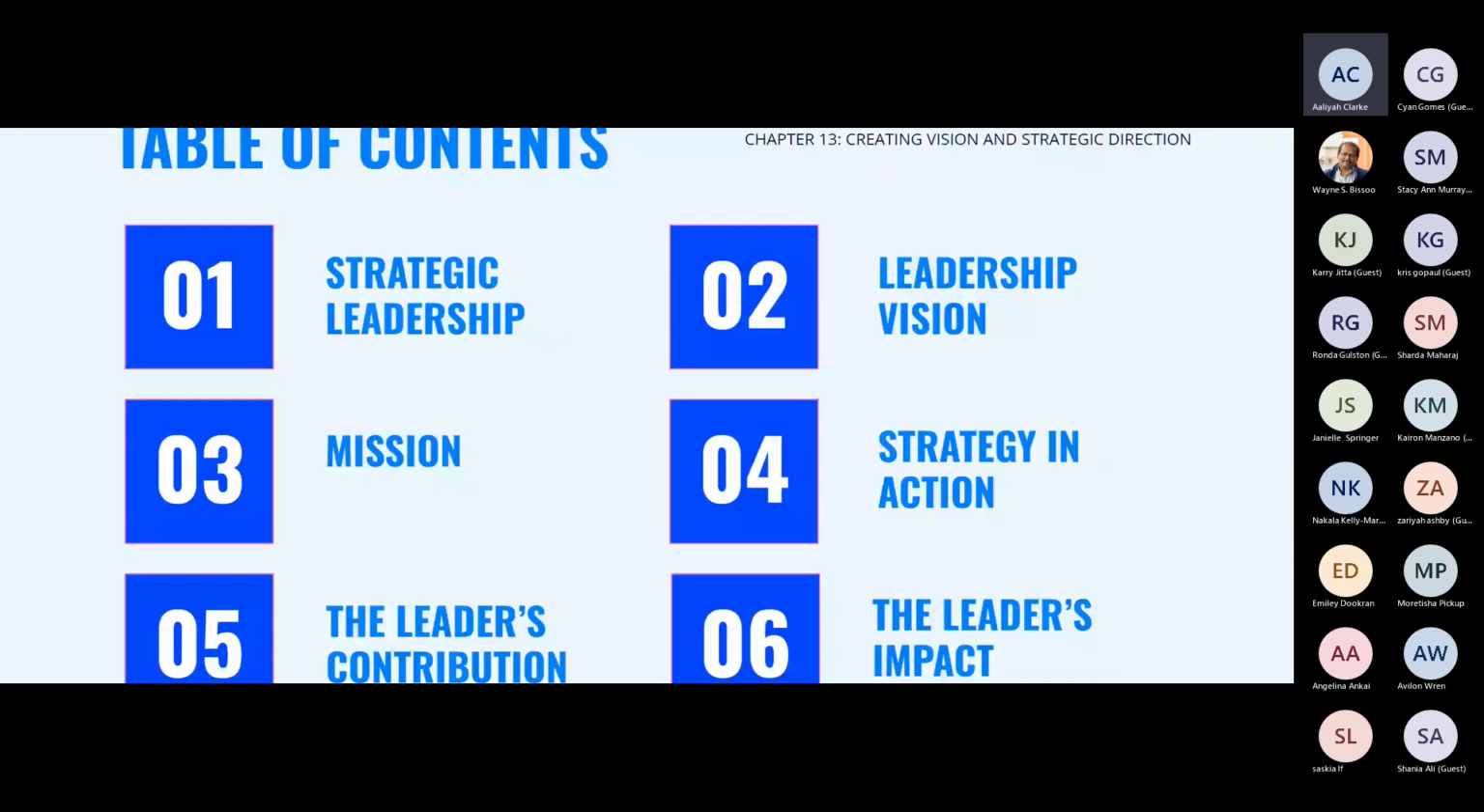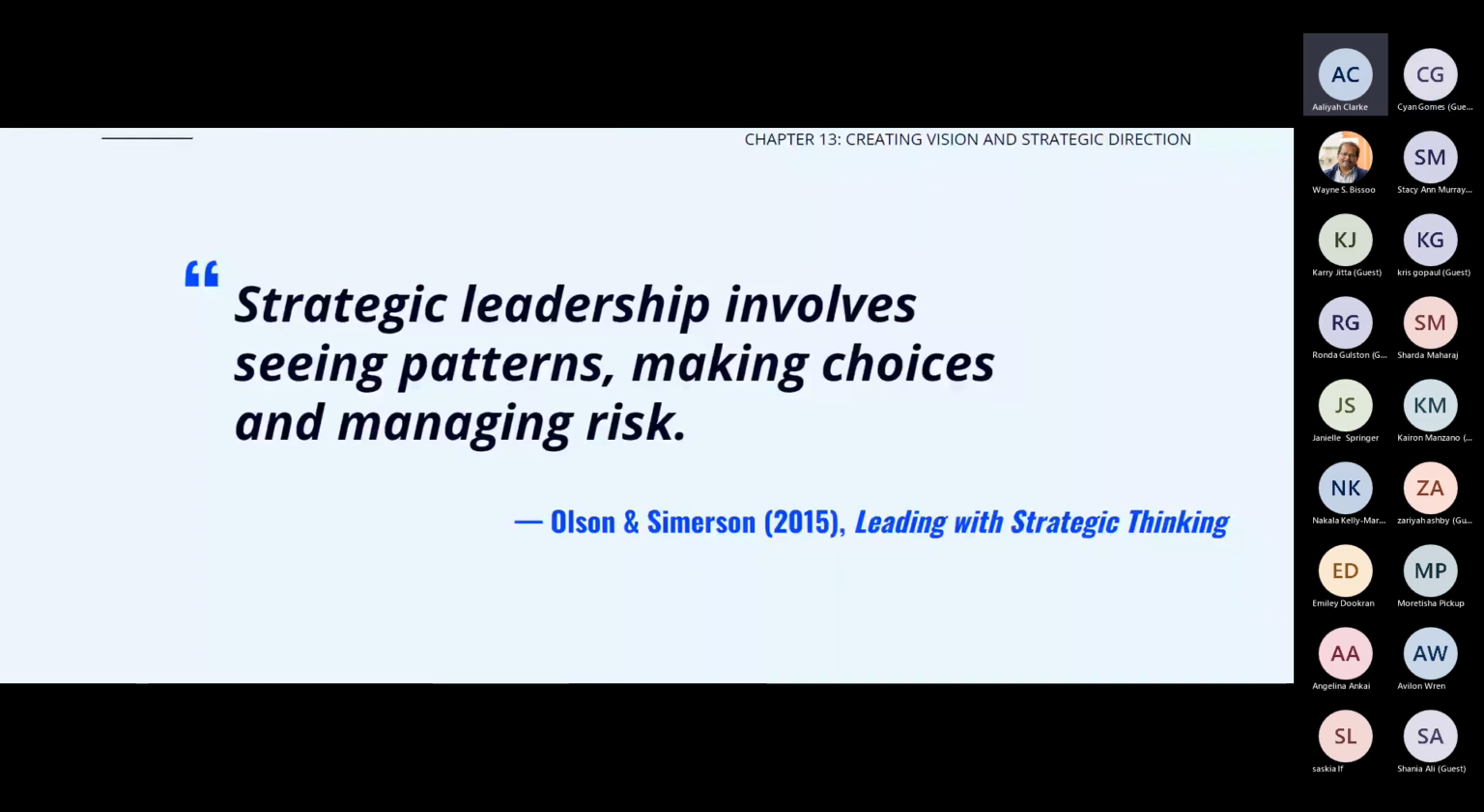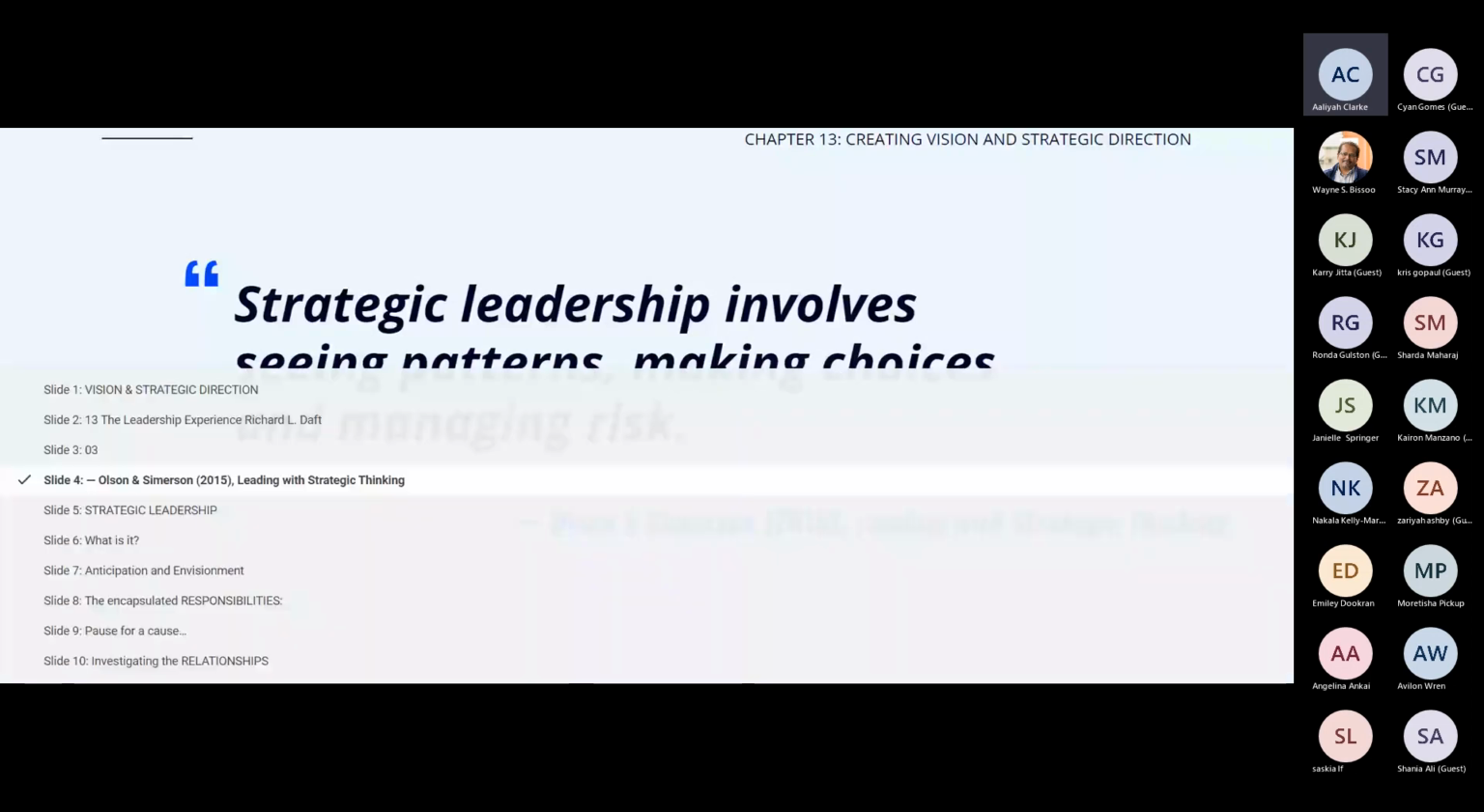Next, please. All right, so we have 6 main headings in this chapter. I will take you through the first 2, which are strategic leadership and leadership vision. Diane will take you through mission and strategy in action, and Abigail has sent her parts for the leader's contribution and the leader's impact.